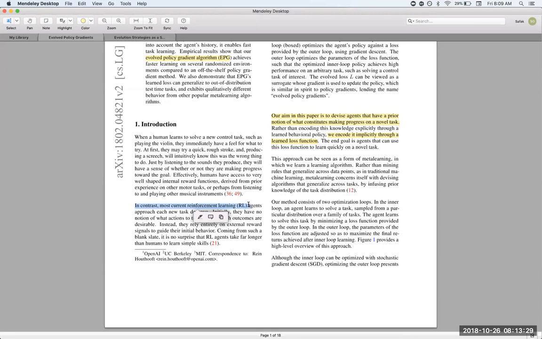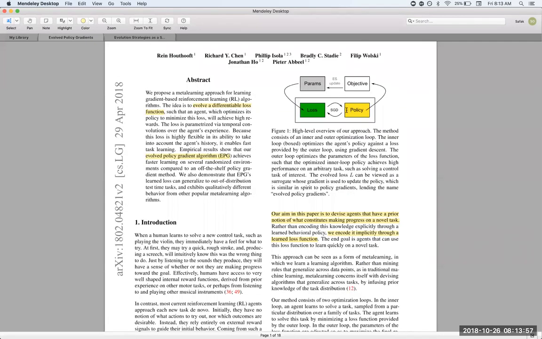So the evolved policy gradients method on top of that introduces a loss function in the outer loop. It initializes the loss function, and the loss function trains a policy network for only one iteration. The policy network is trained with SGD, just like a convolutional neural network is trained. It trains for one episode, and then it collects the rewards, the returns, and it goes back to the objective.